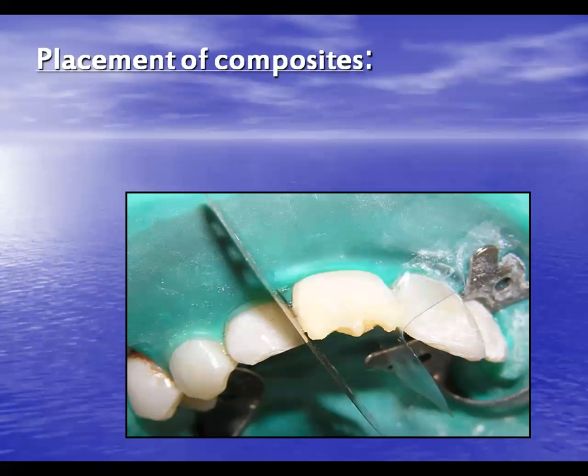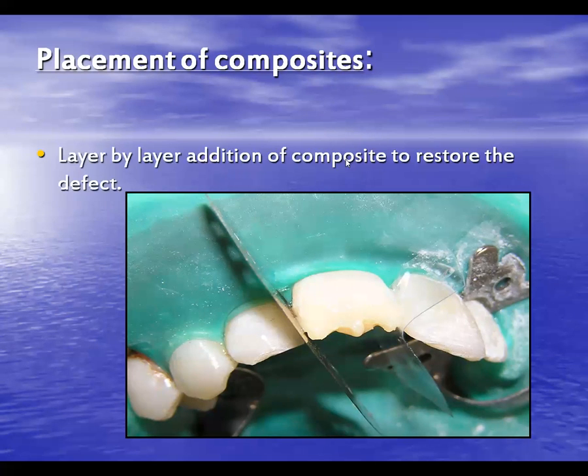Then you have to place the composite. First you have to place the matrix. Here you can appreciate we have placed the matrix on both sides of the tooth. After placing the matrix, you place the composite in increments. Different increments are placed here: first horizontal increments, then the body of the dentin. So layer by layer addition of composite is done.